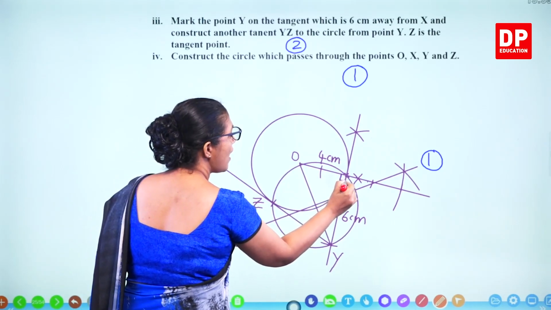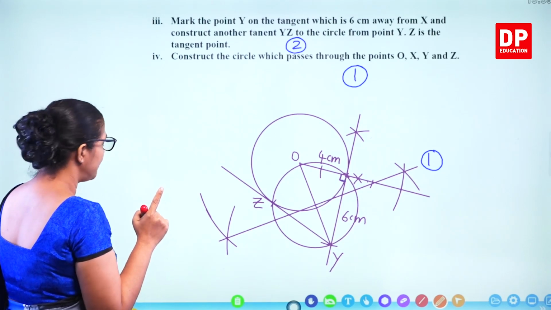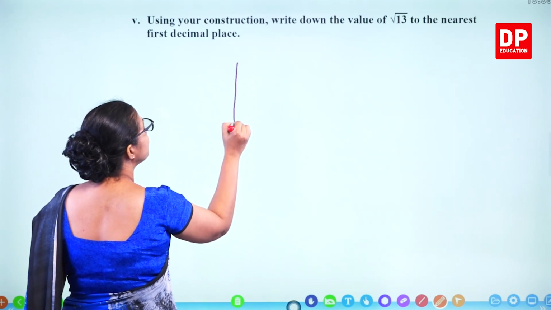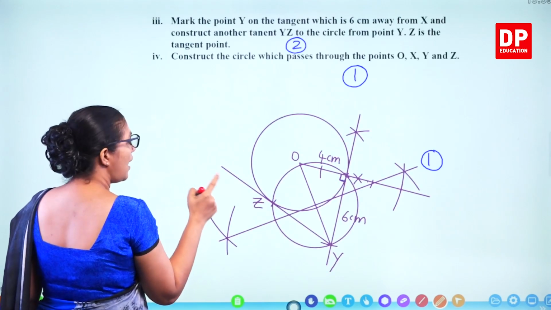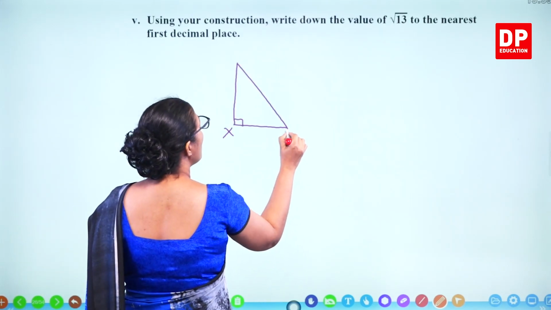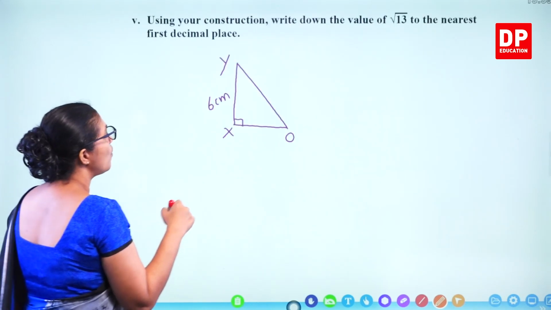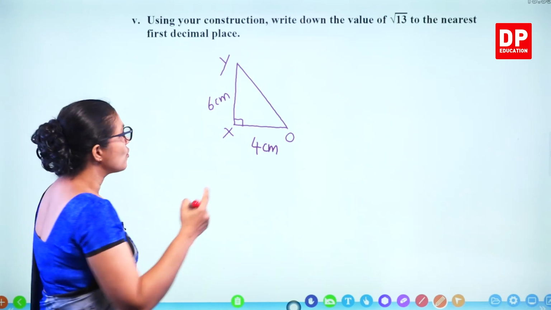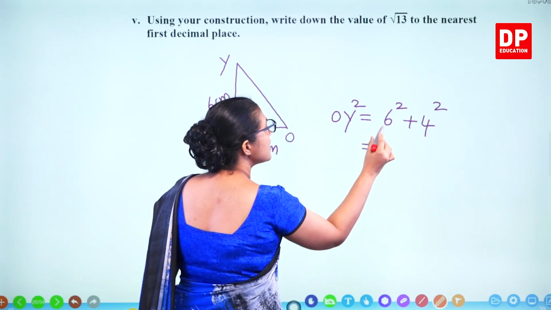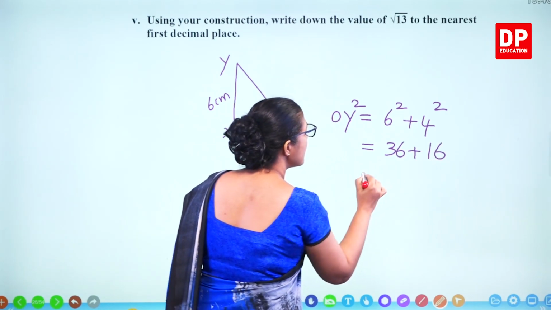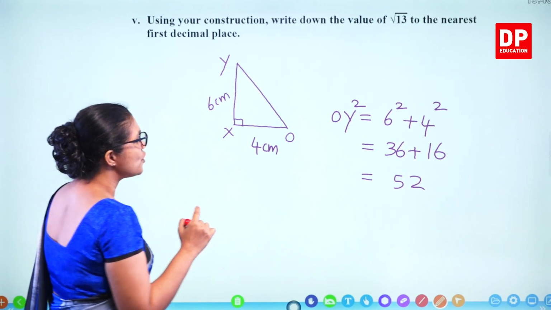6 and 4. This is a right angle triangle, OXY triangle. We can use Pythagoras theorem. So something like this. And X point, and OX is 4. XY is 6 and OX is 4 centimeters. Use Pythagoras theorem. So we can write OY squared is equal to 6 squared plus 4 squared. What's that? 6 squared is 36. 4 squared is 16. When you add it, you get 52. So OY squared is 52 means what's OY?